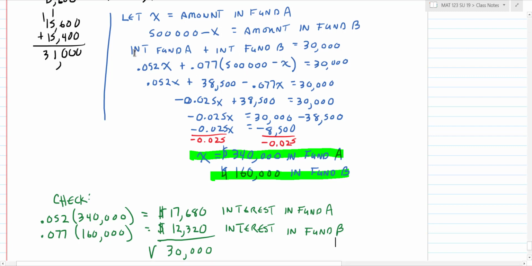The structure of the equation is like this. The interest on Fund A plus the interest on Fund B is $30,000. So we're going to do 5.2% of Fund A's amount, X, plus 7.7% of Fund B's amount, and that's equal to 30,000. If you read the problem, 30,000 is the amount of interest. So you have to get your numbers in the right order.